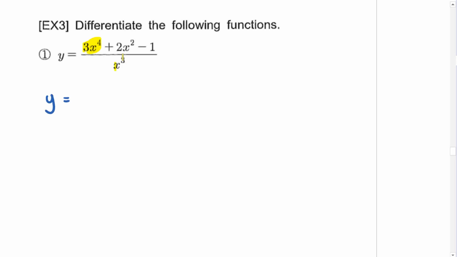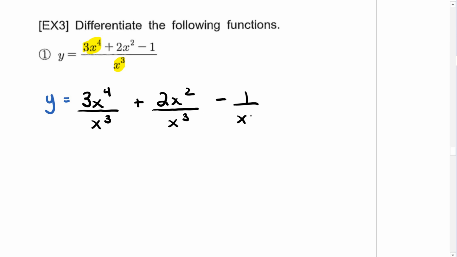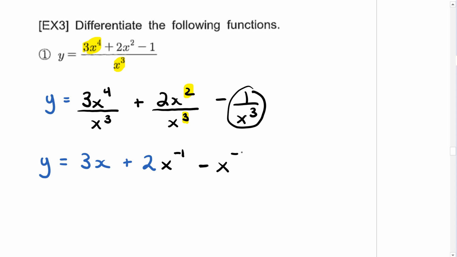So I have 3x to the 4 divided by x cubed. The way you would write that is 3x to the 4 divided by x cubed, and then you create another fraction as 2x squared divided by x cubed minus 1 over x cubed, right? And then after that, I would keep on simplifying this. So this would be 3x plus 2, and then over here, if I do 2 minus 3 is negative 1, so that's really 2x to the power negative 1, and then minus, and then I would just change that to a negative power, so that's x to the power negative 3.